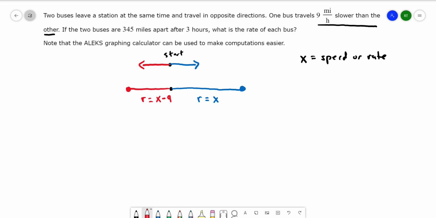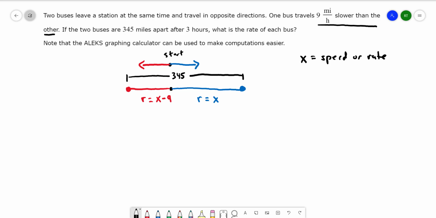If the 2 buses are 345 miles apart after 3 hours, so let me add in here that that's saying that the distance from here to the other side, so that whole distance here, is 345 miles apart.